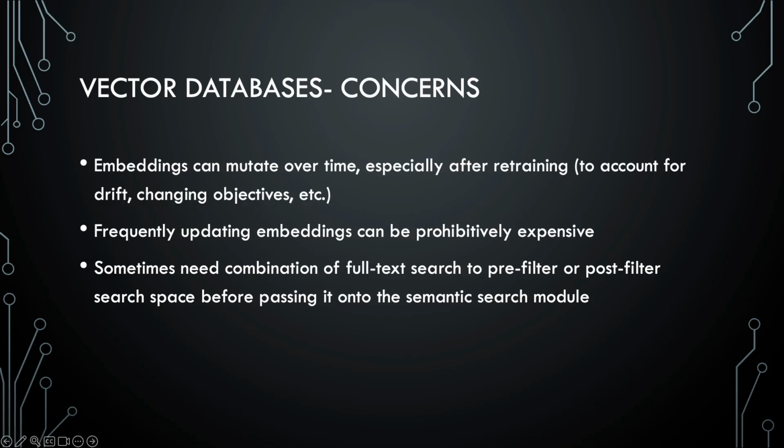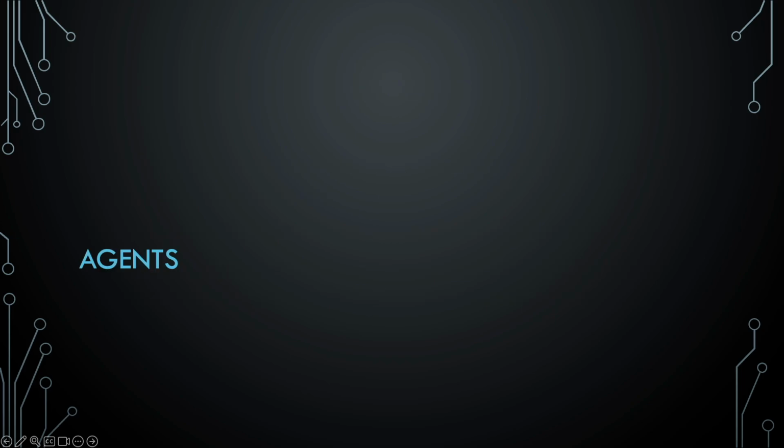When choosing a vector database, there are several considerations to keep in mind. Embedding mutation is a particular challenge, as embeddings change over time, especially after retraining models. Cost considerations become important because frequent updates can be expensive due to write operations. In many cases, you may need a combination of full text search and semantic search to achieve optimal results. Let's move on to discuss agents and how they fit into the broader system architecture for LLM applications.